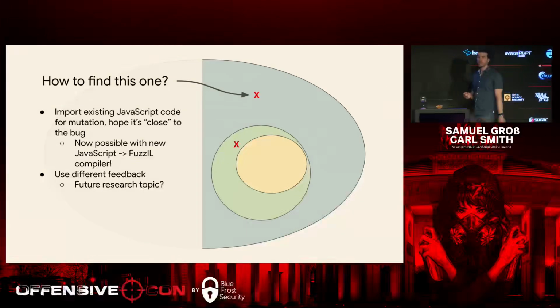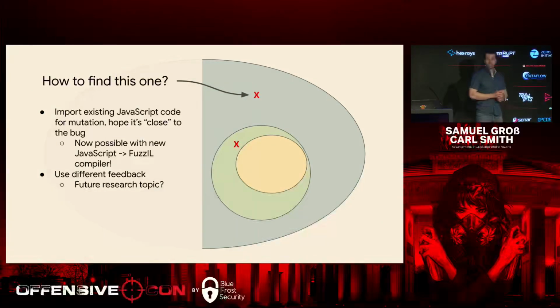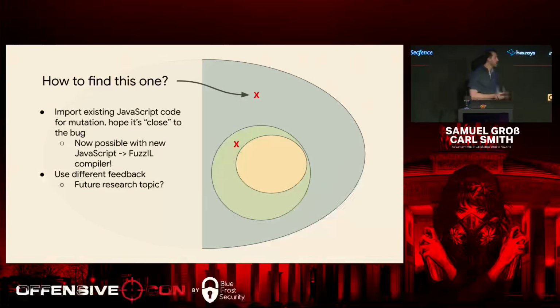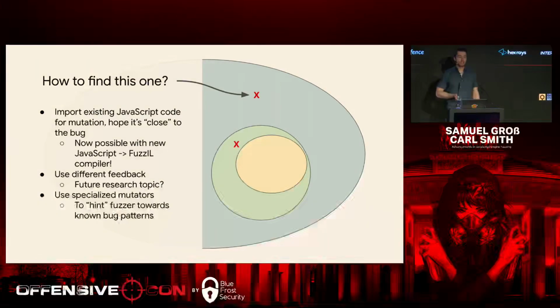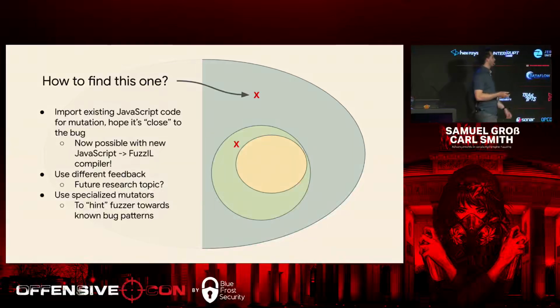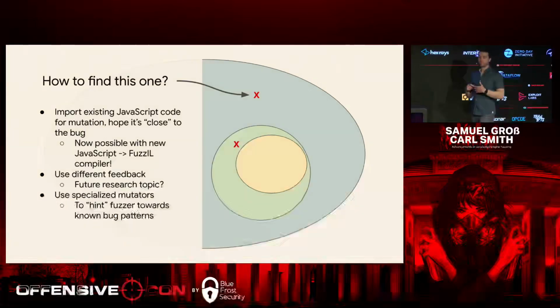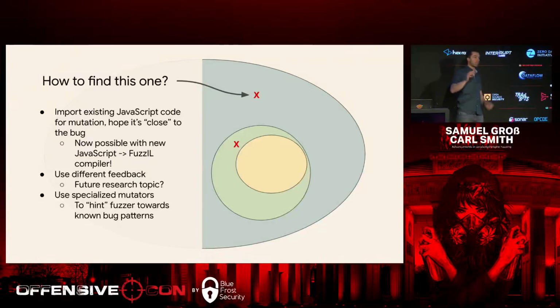Another idea is you could try to use a different feedback mechanism, something other than code coverage, to hopefully guide the fuzzer to these other bugs, like expand the yellow area in a sense. This is probably a future research topic. We have vague ideas here, but nothing to share yet. But I think this would be a really interesting topic. So instead, what we want to talk about today, or one of the things we want to talk about, is using specialized fuzzer mutators. Here the idea is to expand the green area, like make mutations that will get you to certain types of bugs.